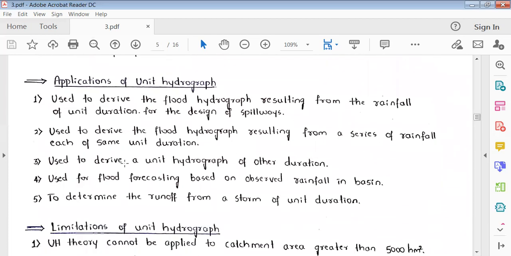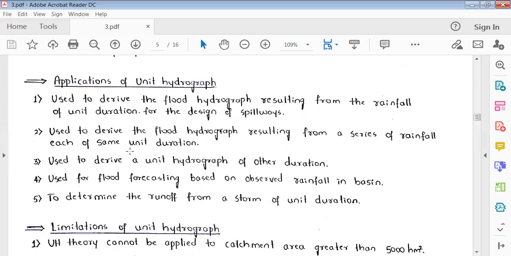Then the next application is that it is used to derive the flood hydrograph resulting from a series of rainfalls, each of the same unit duration. So it is used if there is a series of rainfalls which have the same unit duration. That means at every 1 hour, if you want to find how much rainfall has happened, by this flood hydrograph we can find out.